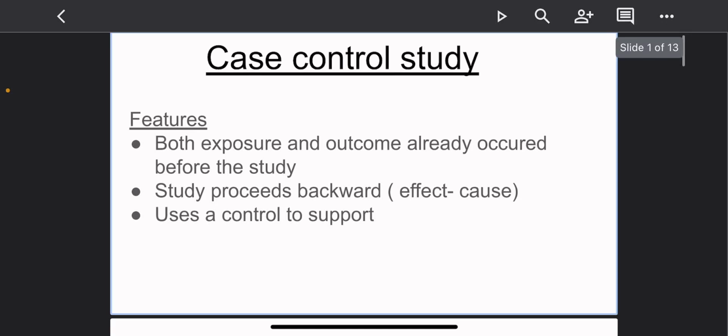So today we are going to learn about case control study. So what is a case control study? Basically, it is a retrospective study or a backward study. That means we are studying from the effect to the cause. Okay, that is from the disease to the cause.